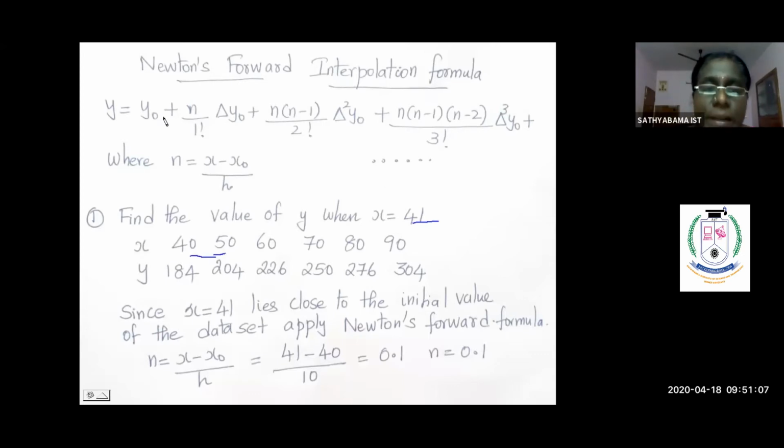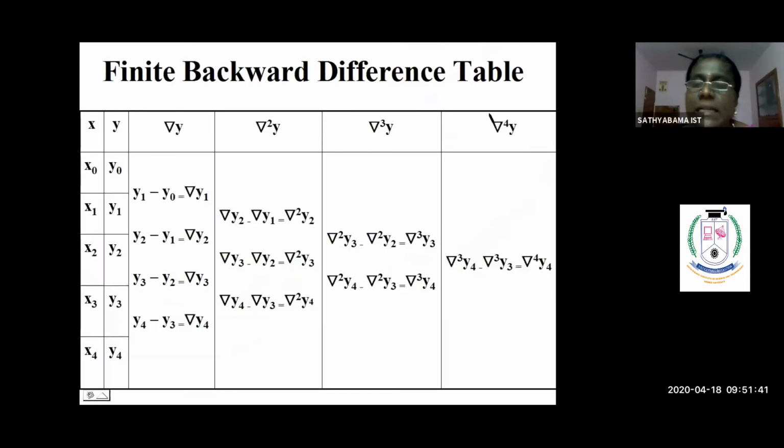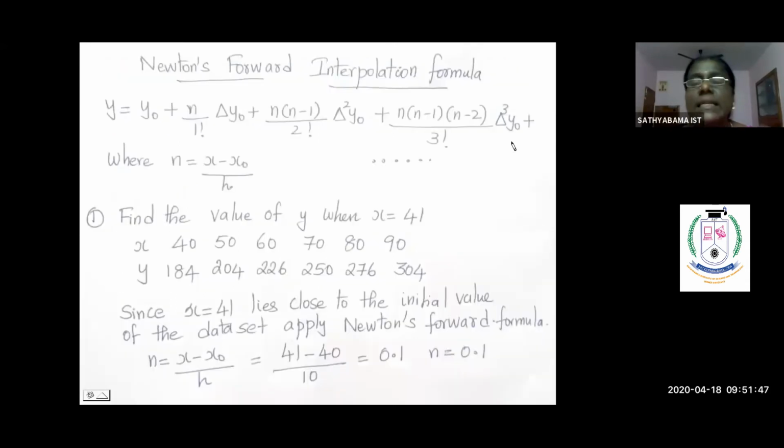y is equal to y0 plus n by 1 factorial into del y0 plus n into n minus 1 by 2 factorial into del square y0 plus n into n minus 1 into n minus 2 del cube y0 by 3 factorial plus etc. It goes on. Where it stops, you know how to construct a finite difference table. In the table, see how many differences exist, the order of the difference. Till that, I need to extend my formula. Suppose in the example I took in my previous case, I have till del power 4, and therefore in my formula, I need to extend till del power 4.